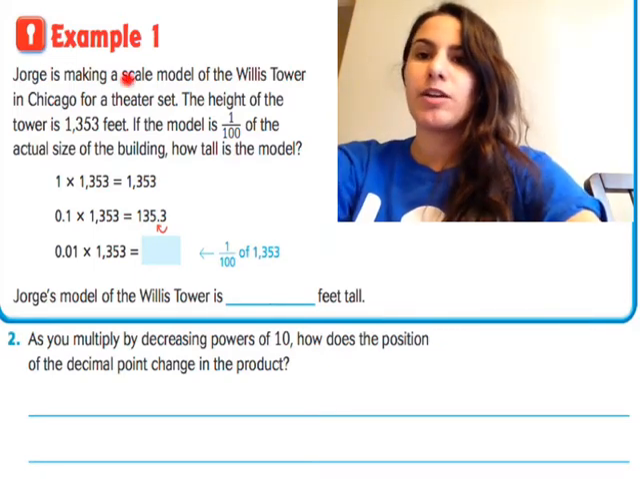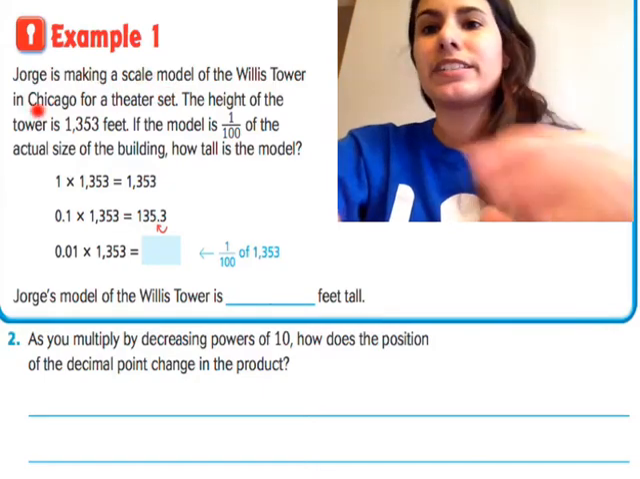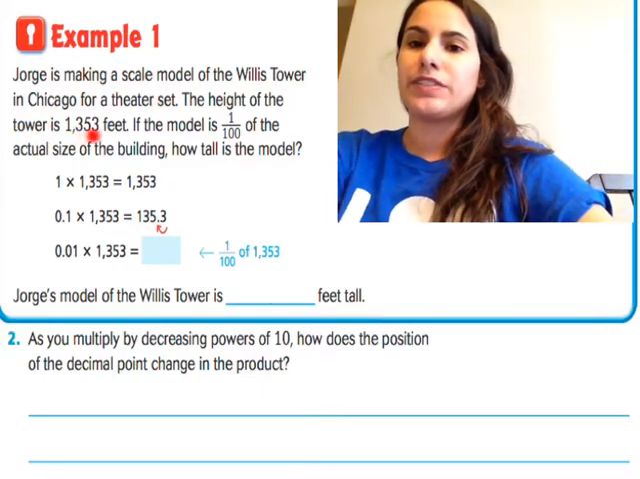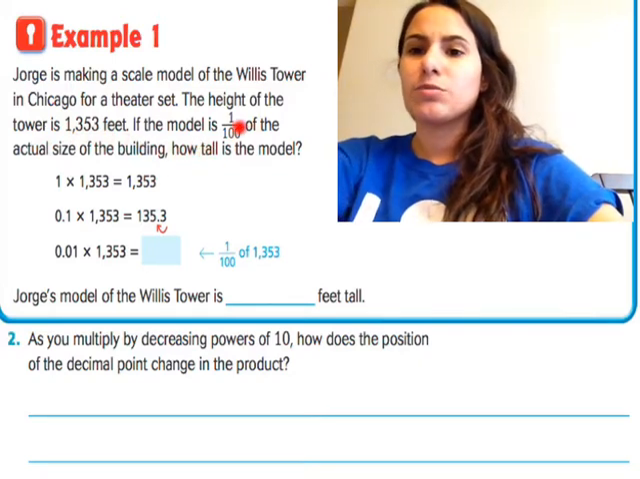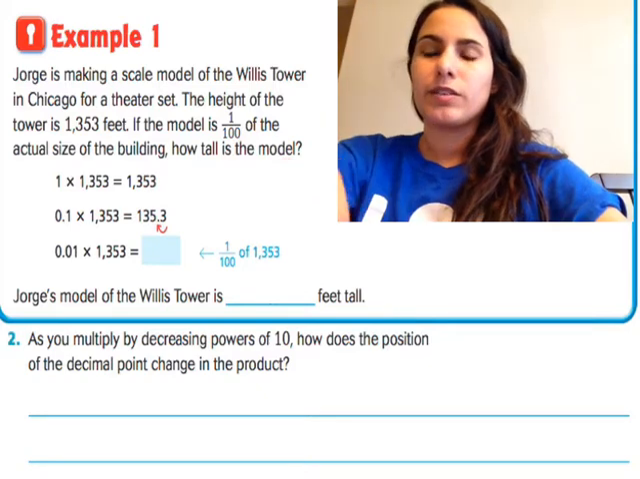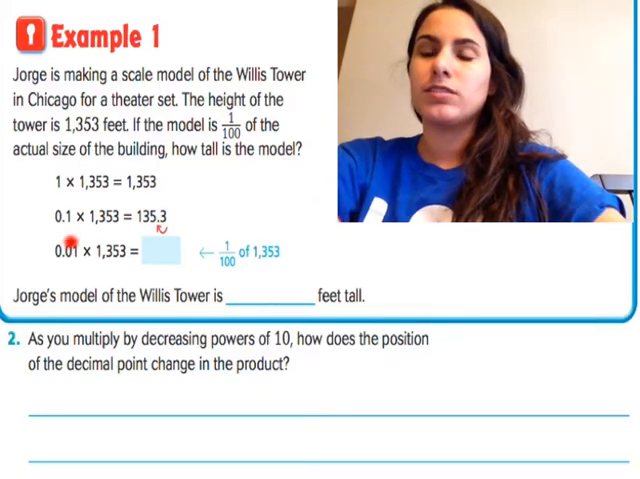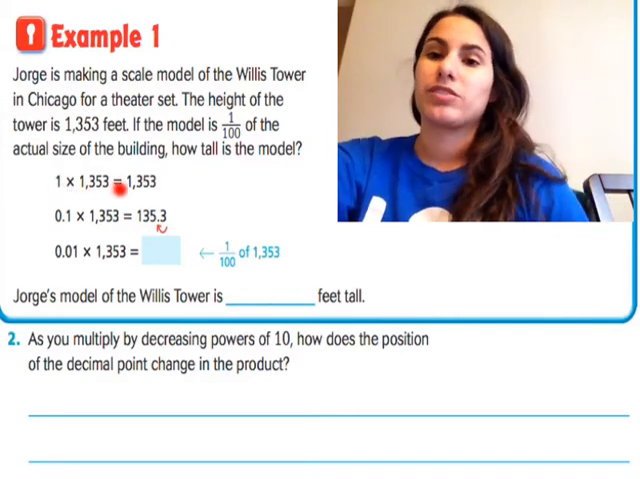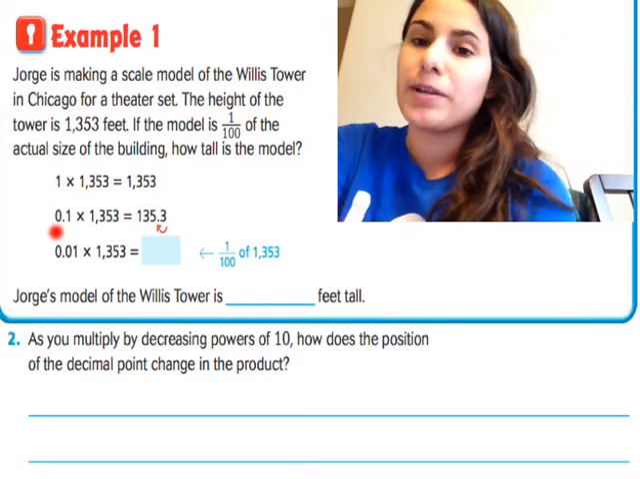George is making a scale model of the Willis Tower in Chicago for a theater set. The height of the tower is 1,353 feet. If the model is 1/100th of the actual size of the building, how tall is the model? Okay, so first I need to find what the height of the building is, which is just 1 times 1,353. Okay, then I'm going to use my pattern.